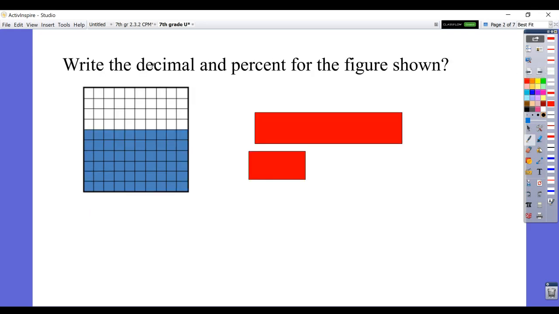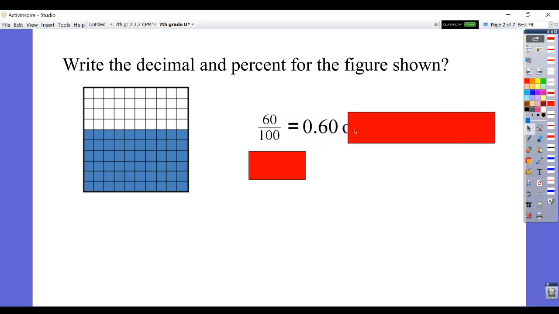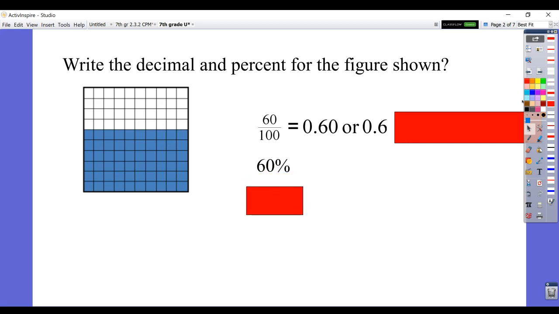You'll also have to write a decimal and a percent for a shaded figure. So we already said that that was 60 out of 100. So that would be 0.60. 60 hundredths as a decimal is 0.60, or you can drop that non-essential 0 and make it 6/10. And we also know that 60 hundredths is the same as 60%.